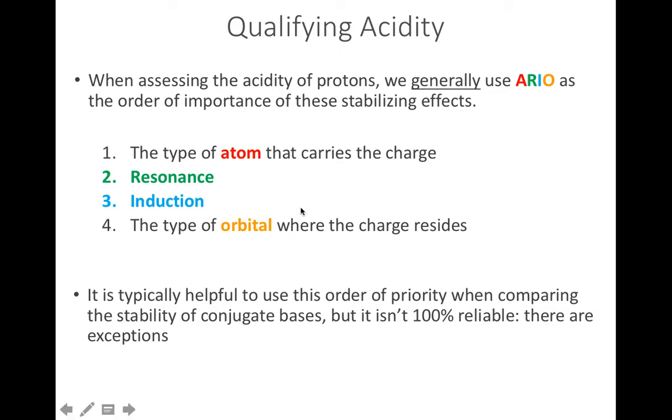So in general, the order that we considered these factors is their order of importance. So generally, the type of atom is the most important, then resonance, then induction, and then the final thing we would look at, if all of the things are equal, would be the orbital where the charge resides. Now, this is useful in that it usually works, but it's not 100%. And so there will be some cases where we might have to use pKa's to determine the relative acidities because this ordering breaks down. But it works a lot of the time.